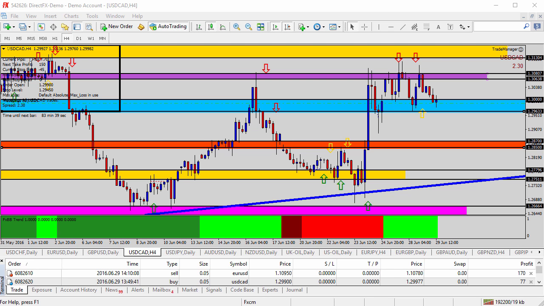Today we're going to be looking at several different currency pairs for trading opportunities on pullbacks after the momentum run from last week's Brexit vote.